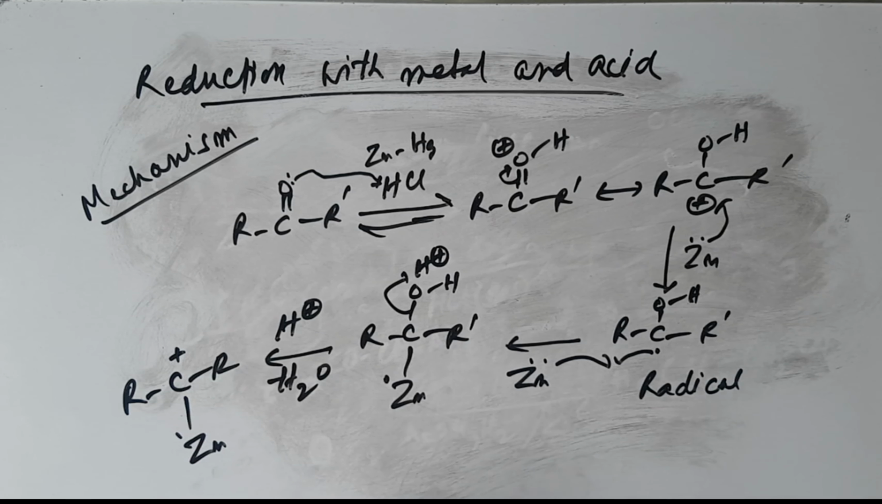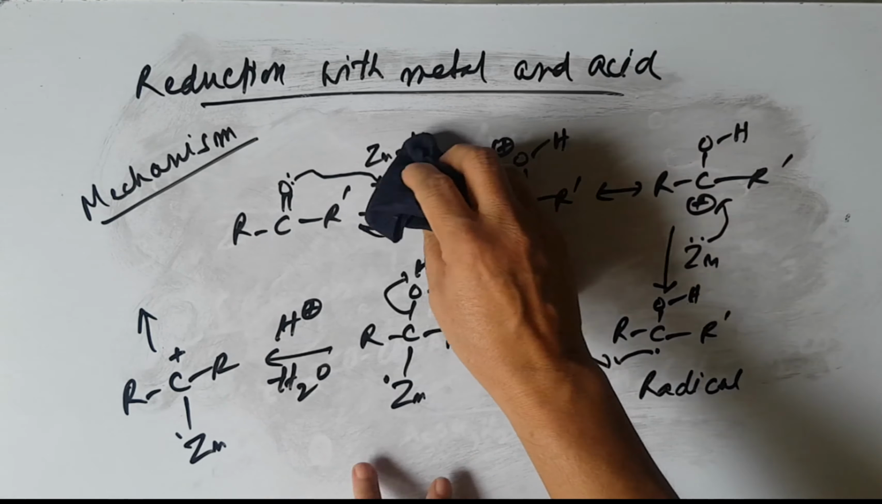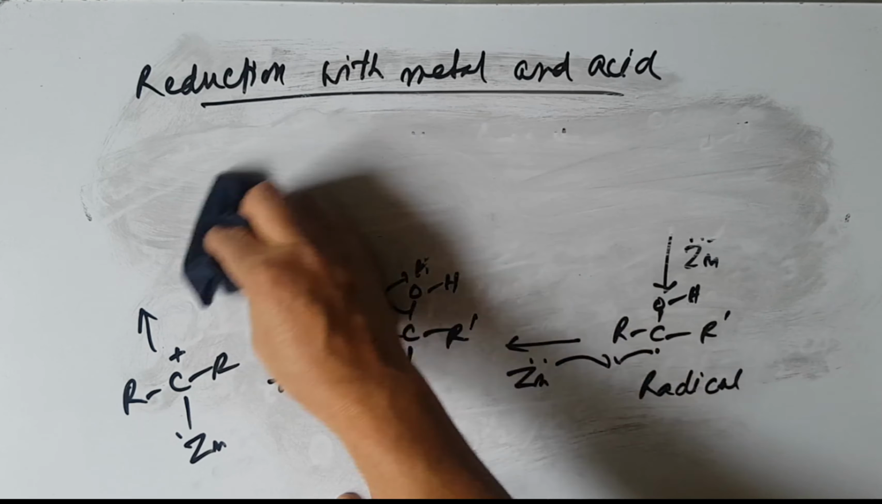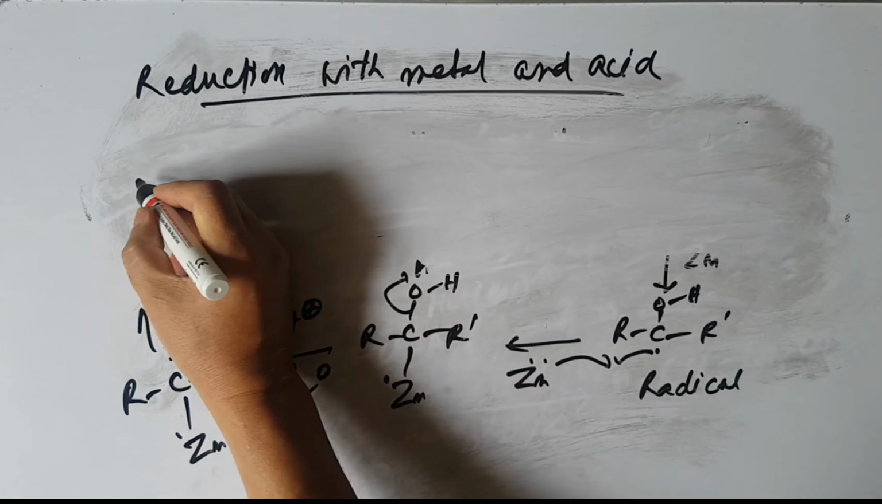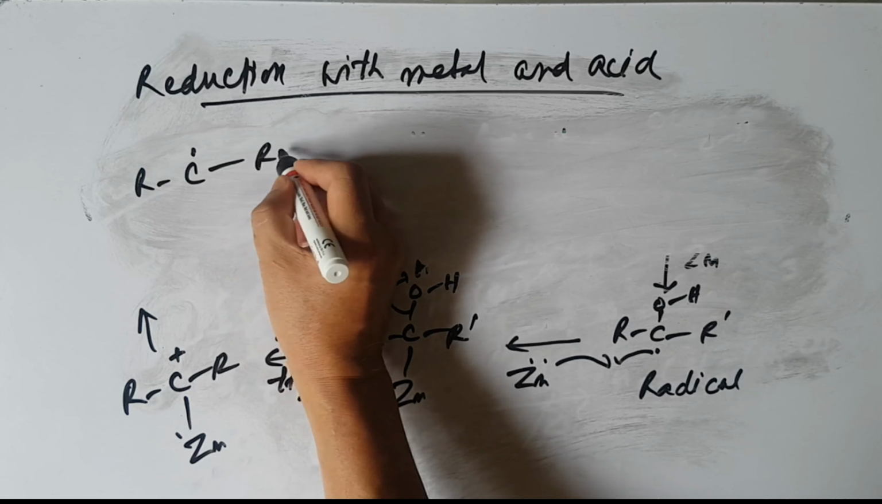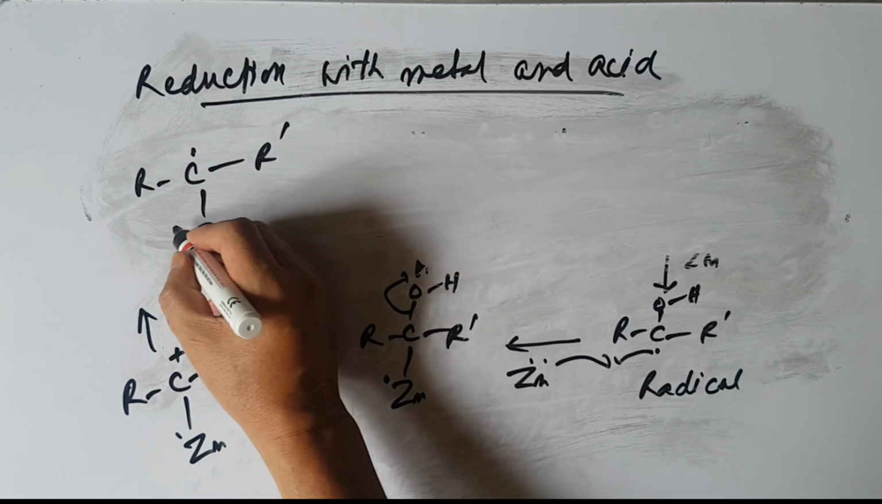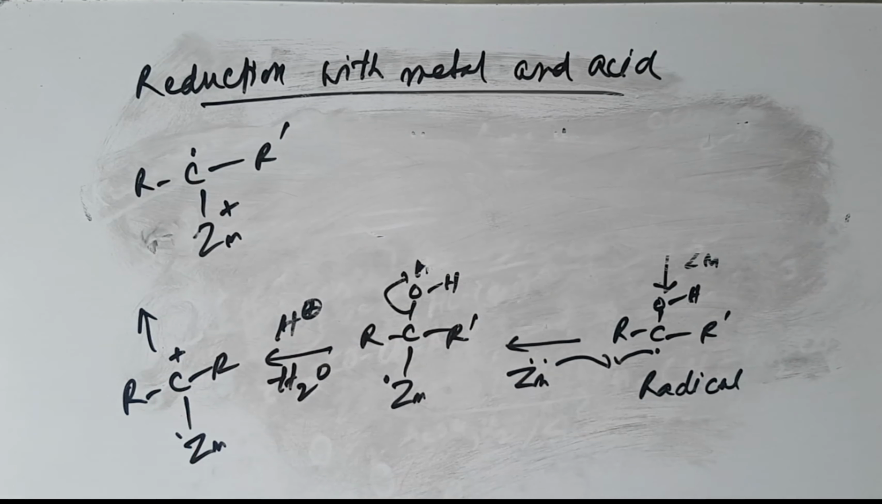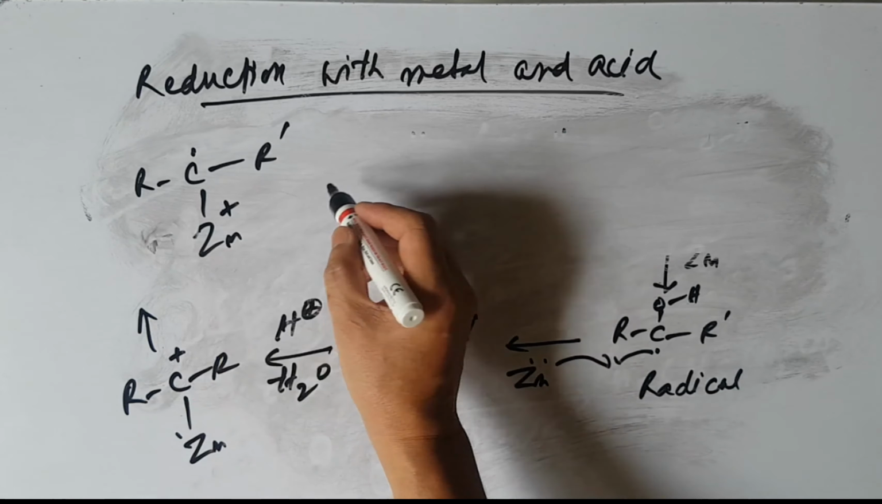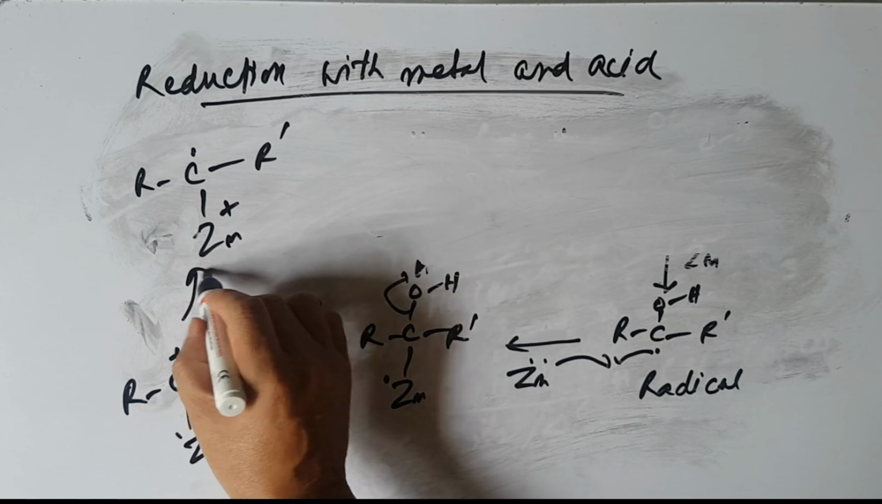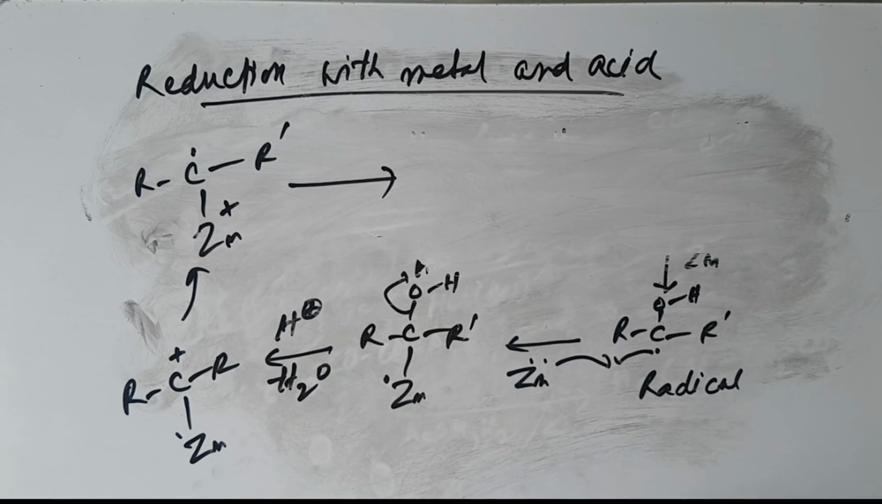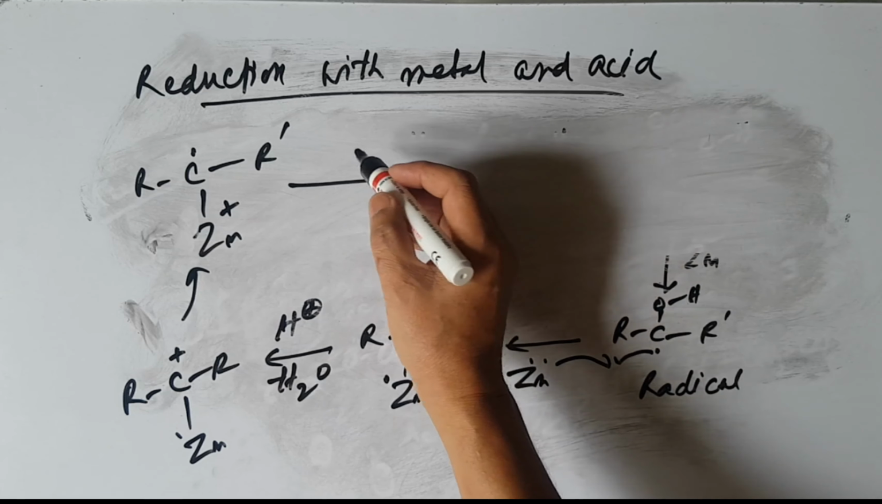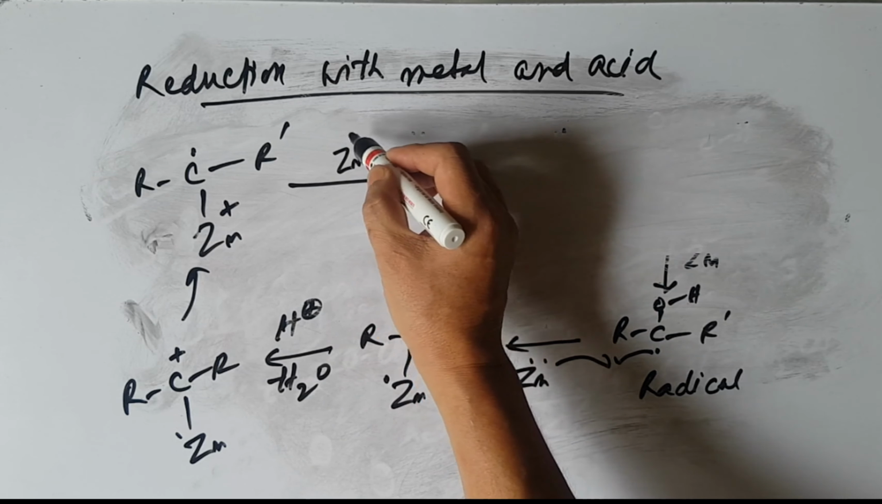This can be written like R, C, R prime, and zinc with a positive charge. The positive charge is shifting, so electron transfer happens here, and it comes this way. Now, in the presence of another zinc metal, you can have another electron transfer.